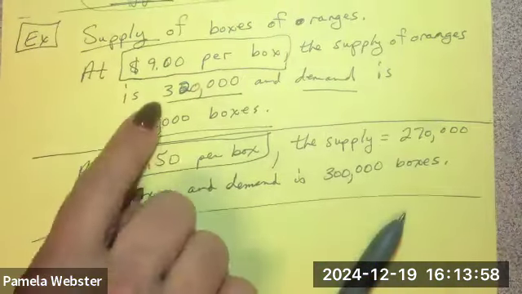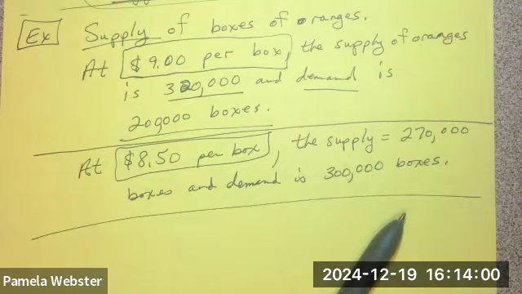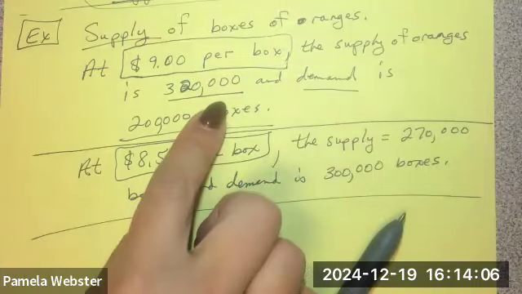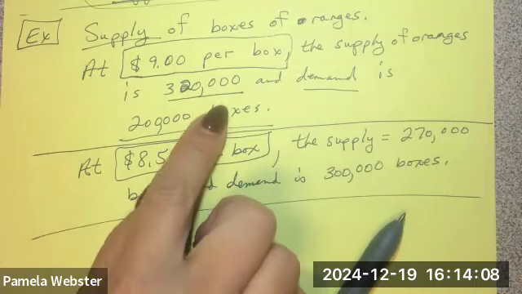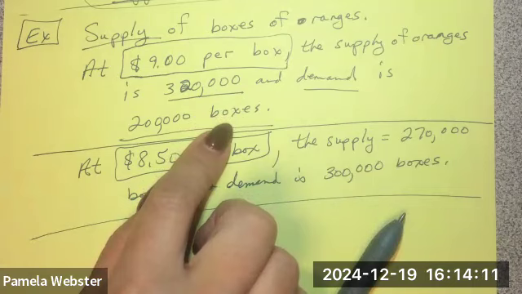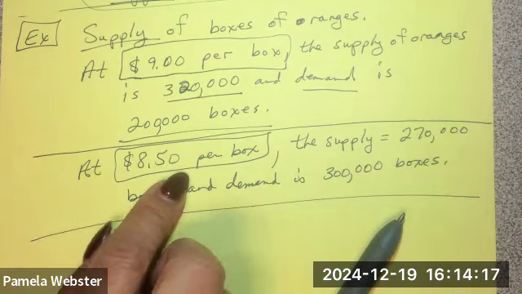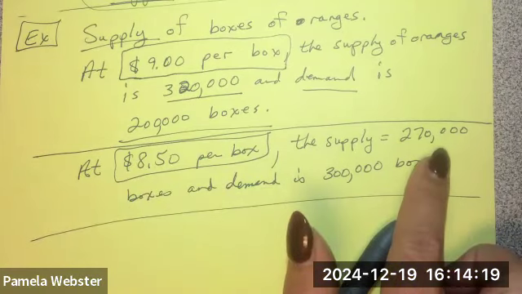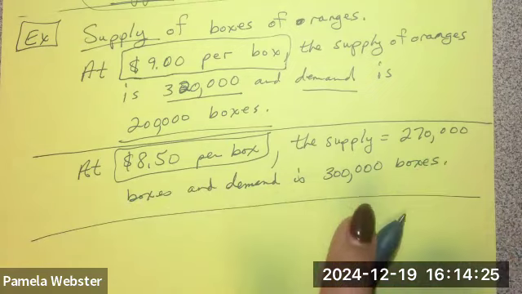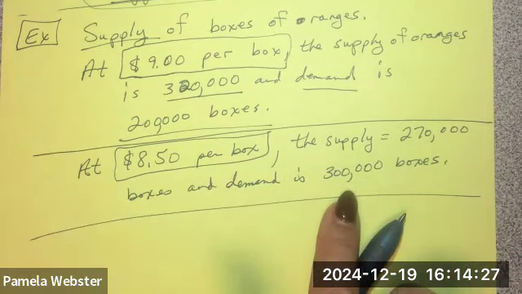So here's what they're saying. Up here, if we price them at $9 a box, we've got more supply than we do demand, right? There's more on the market. It's kind of like flooding the market. People aren't so interested in them. But if you drop the price to $8.50 per box, well, I'm not willing to give you as much, so I'm not flooding the market. I'm kind of holding back. It's still a lot of oranges, but it's not as much. And now the demand goes up.